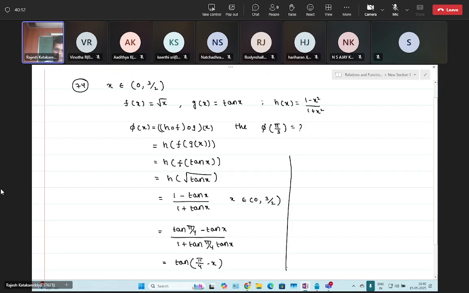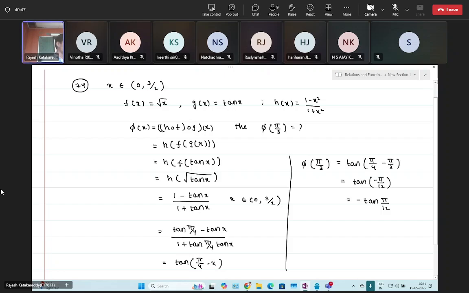Now we need phi of pi by 3. Substituting in this, we get tan of 45, that is pi by 4, minus 60. 45 minus 60 is minus 15. This is tan of minus pi by 12. So tan of minus pi by 12 is equal to, no option in this. So what should we write? This will be minus tan pi by 12. See, pi by 12 is 15 degrees. It is a negative value I got.